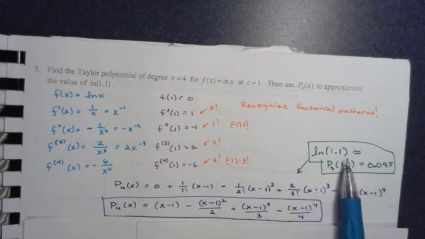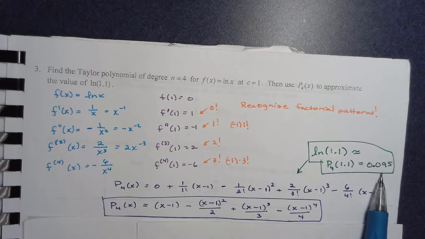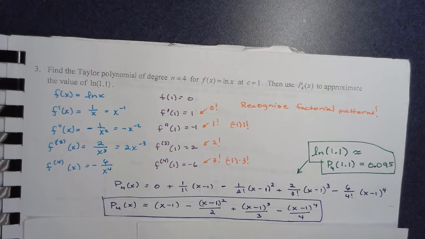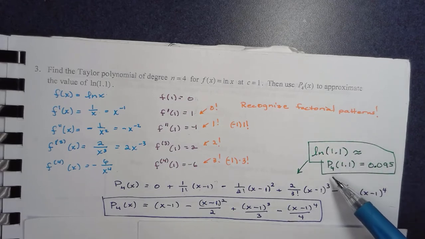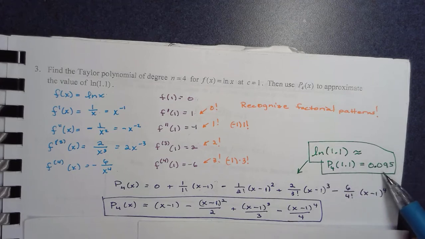Natural log of 1.1 is approximated by the fourth degree polynomial, and that is this. It is very important that you have the proper notation. We're going to approximate the function value using our Taylor polynomial, and that value equals this.